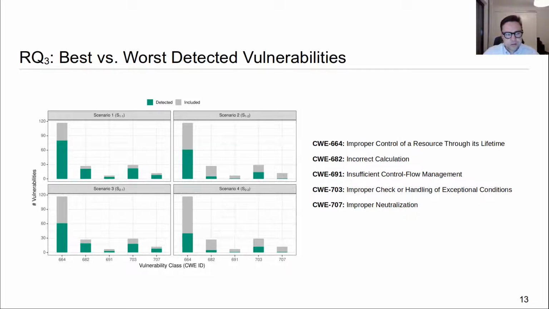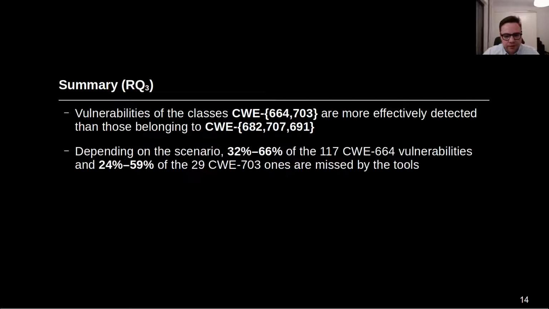Last but not least, research question 3, where we analyzed which classes of vulnerabilities were detected best and worst. Here you can see the plot. On the y-axis the vulnerability classes, on the x-axis we can see the number of vulnerabilities detected. These are the bars in green, and here on the right side we again have these 5 different vulnerability classes that I explained previously. In summary, we can say that vulnerabilities of the classes CWE-664 and 703, which are more or less the classical memory-related vulnerabilities, are more effectively detected than those belonging to the remaining vulnerability classes. So it seems like for these kinds of memory-related vulnerabilities, these static analyzers are optimized.